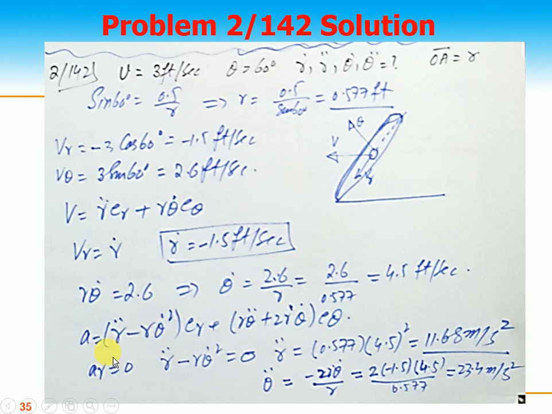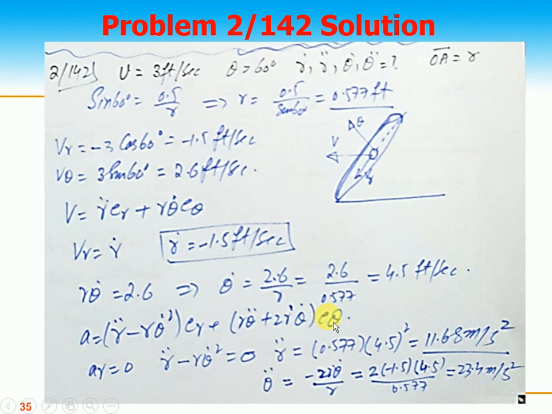Now we take the accelerations: r double dot minus r theta dot square, and then er, plus theta double dot plus 2r dot theta dot is theta. ar is 0. There is no radial acceleration. Therefore, r double dot minus r theta dot square is equal to 0. I find the value of r double dot from here is 11.68 meter per second.